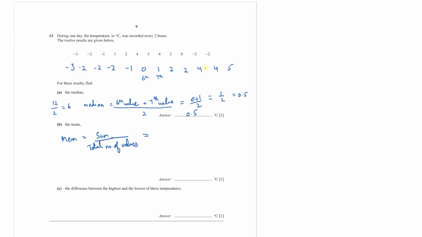I'll just calculate the sum up here. So -3, -2, -5, -7, -9, -10. Same, 10, -10 plus 1 is -9, then -7, -5, -1, 3, and 8. So the sum is 8 and you have 12 values.